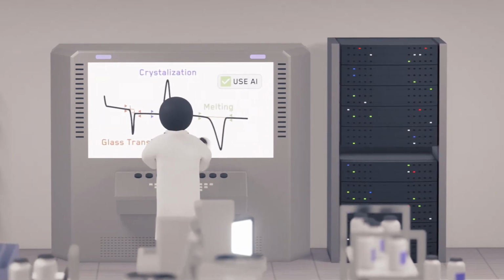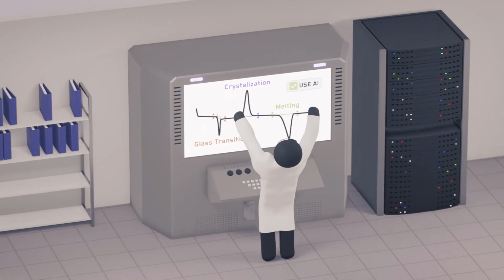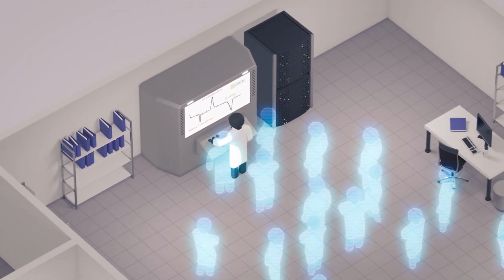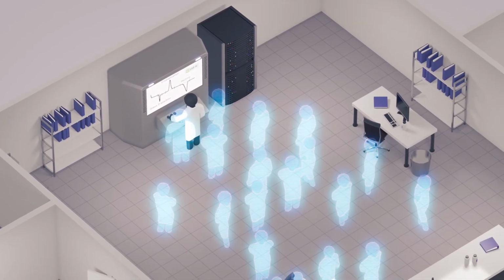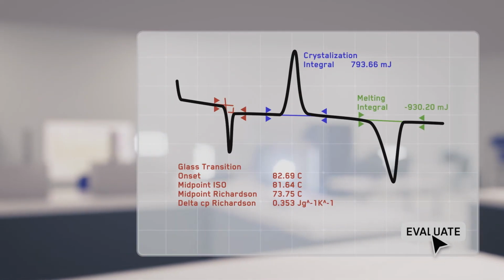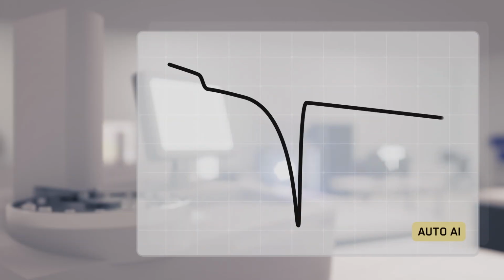This new AI option makes daily work much easier for an analyst. The AI functionality leverages the enormous knowledge of our METTLER Toledo thermal analysis experts. You can evaluate measurement curves with one click, or apply the AI function automatically at the end of the measurement by using methods with the AI function activated.